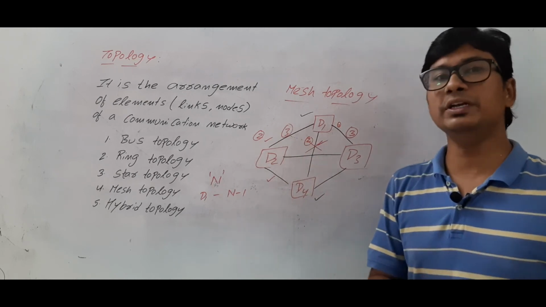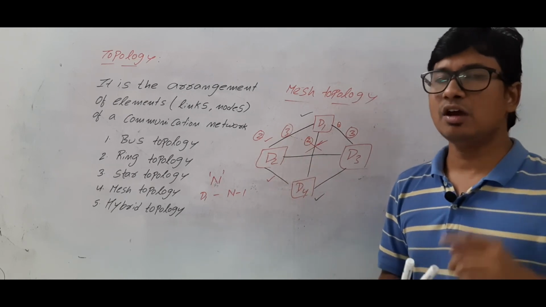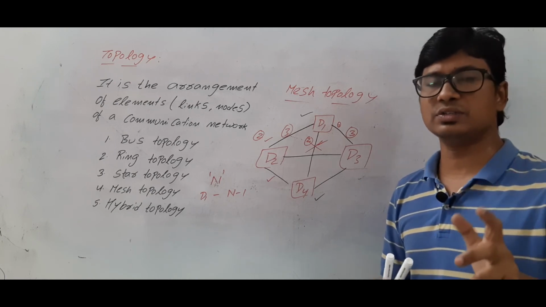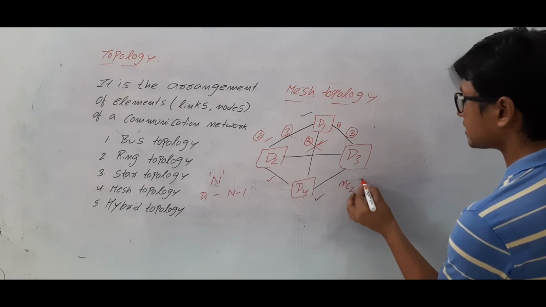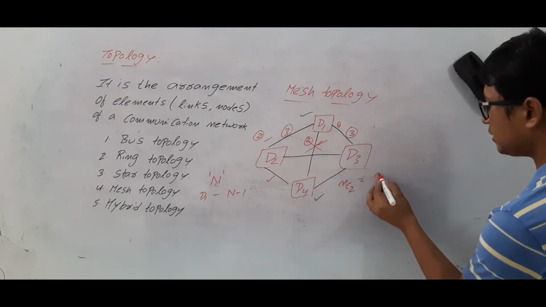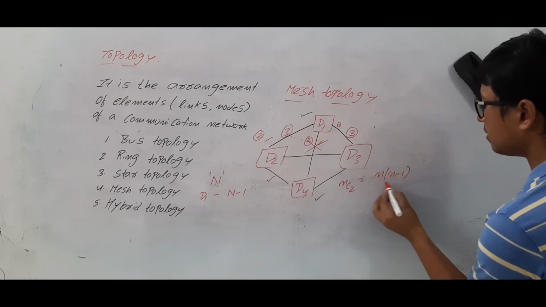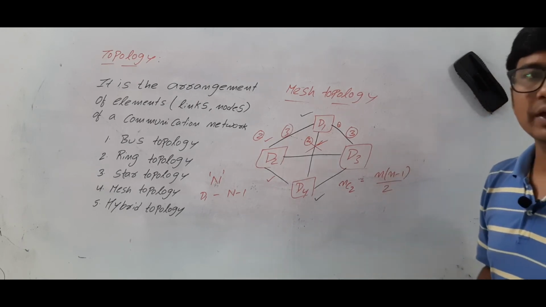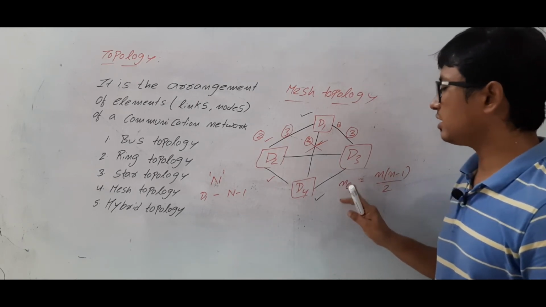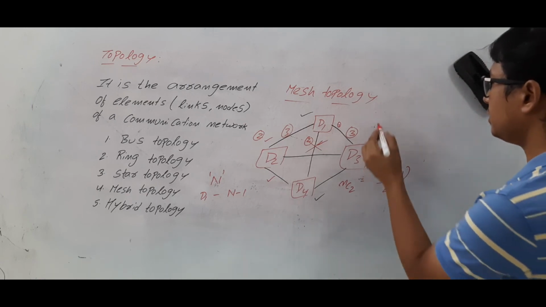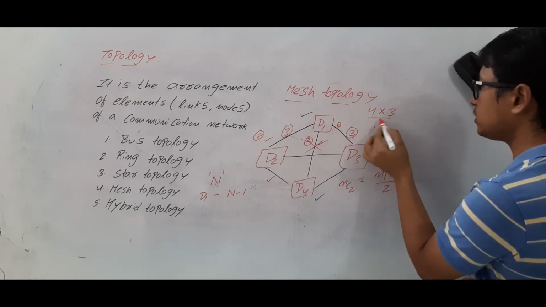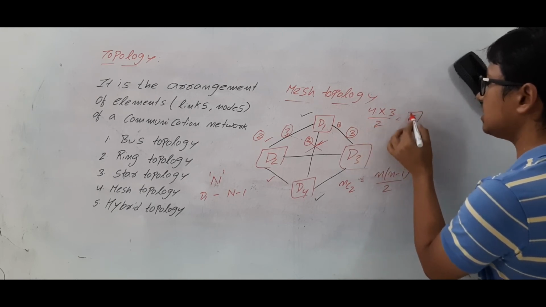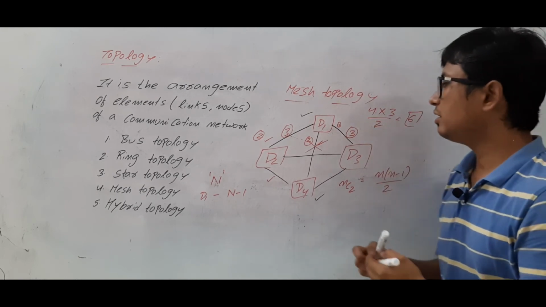And totally how many links are there? If it is half duplex or full duplex, I mean if it is bidirectional, you will have nC2 links, which is nothing but n into n minus 1 by 2. These many links are there. So if n is equal to 4, it is 4 into 3 by 2, which is nothing but 6 links if you have 4 devices.